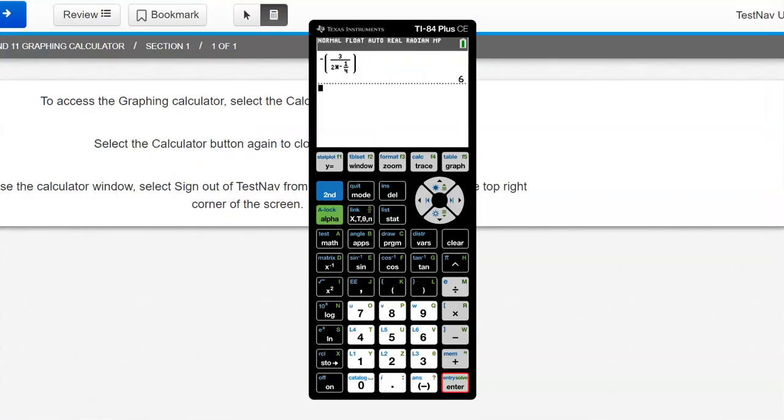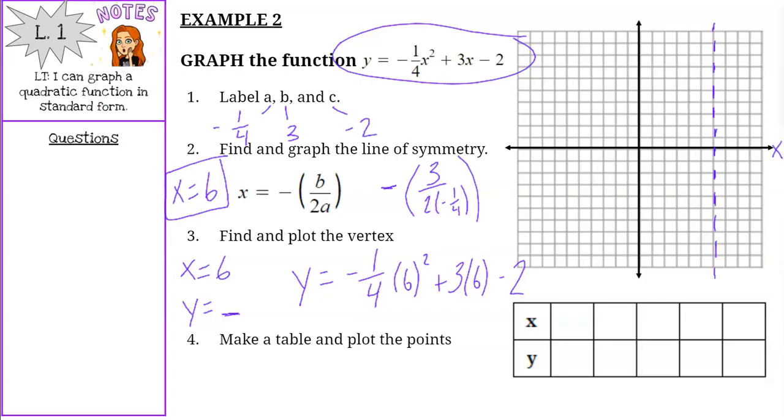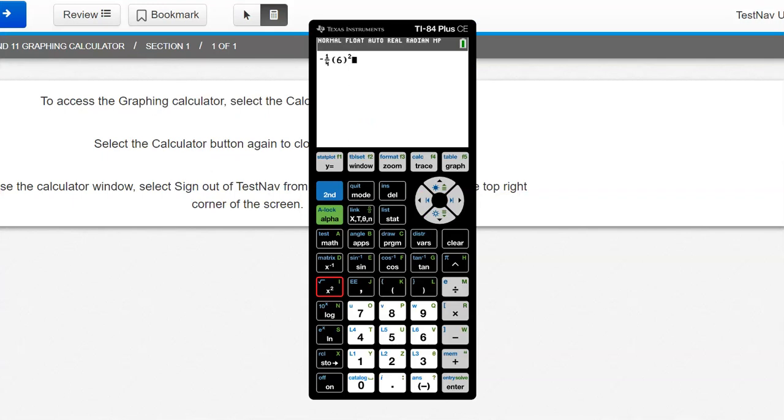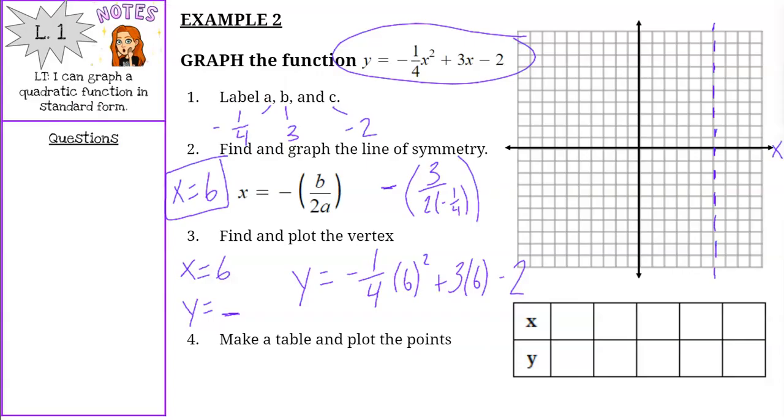Again, I'm going to use this calculator. I'm going to type that in. We have negative and get that fraction 1/4, and then in parentheses 6 squared, there's your x squared button. And then we have plus 3 times 6 minus 2. Enter, we get 7. So my vertex is 6, 7. I'm going to plot that on my graph right there.